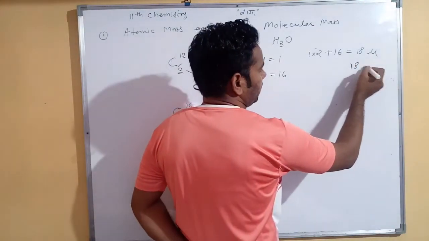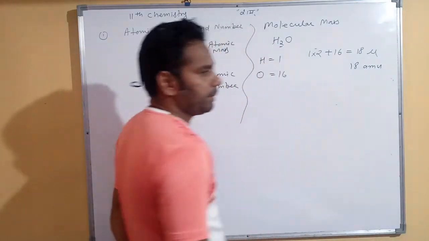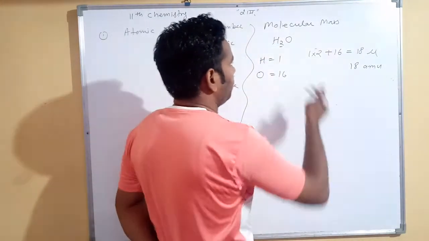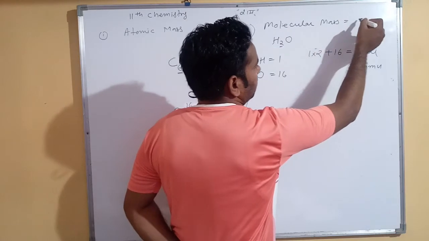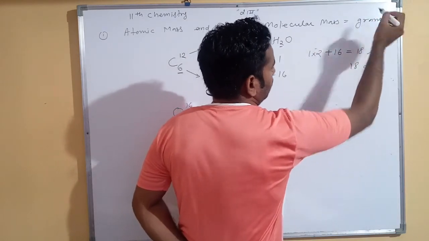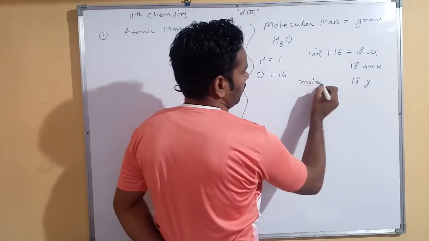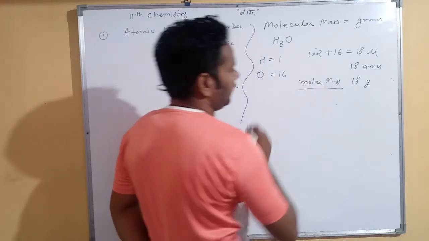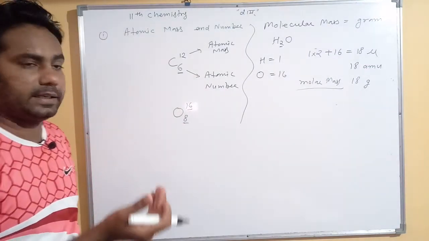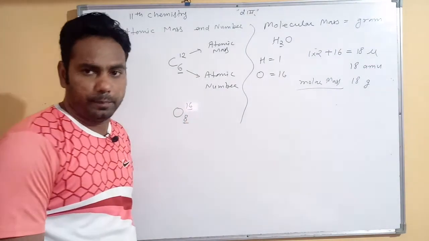Then one more unit is AMU, atomic mass unit. Sometimes we show molecular mass in gram, and then it is called molar mass. Molar mass is the molecular mass expressed in gram, so we call it molar mass.